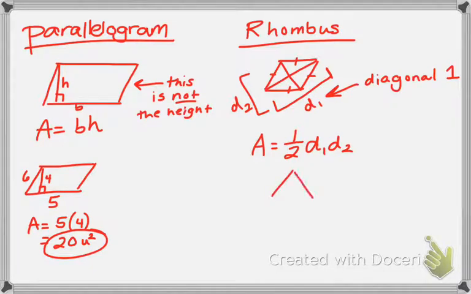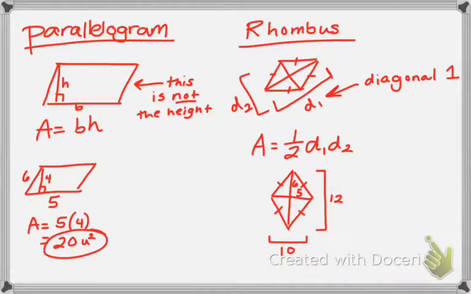So if we recreate our rhombus here, and let's say that this length here is 5, and this length here is 6. Well, my long diagonal has a total length of 6 plus 6, so 12. My shorter diagonal has a length of 5 plus 5, so 10.